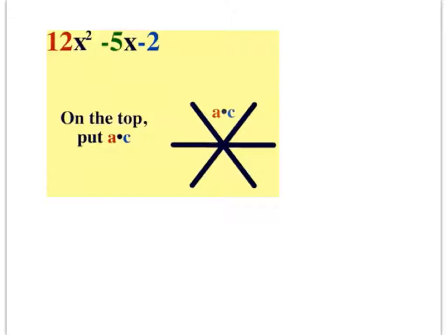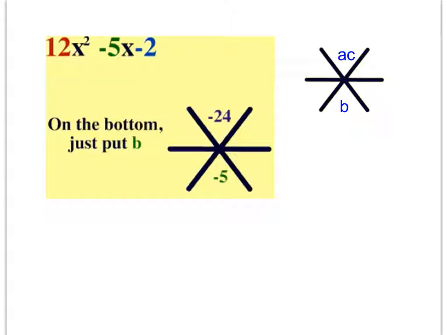On the top of the snowflake goes A times C. So 12 times negative 2 is negative 24. That's what will go on the top of our snowflake. On the bottom, we just put B just like before. So here it's negative 5. And again, on the top goes A times C, which we came up with was negative 24 for this example.